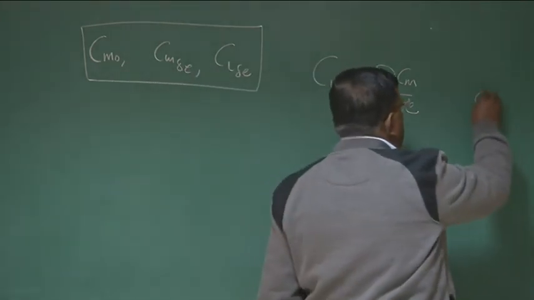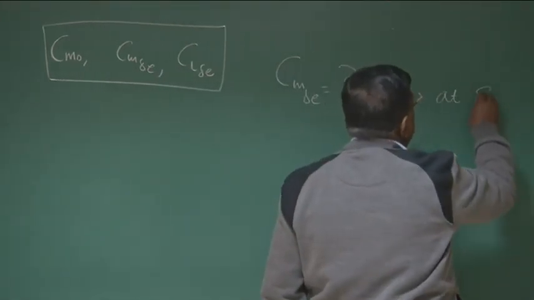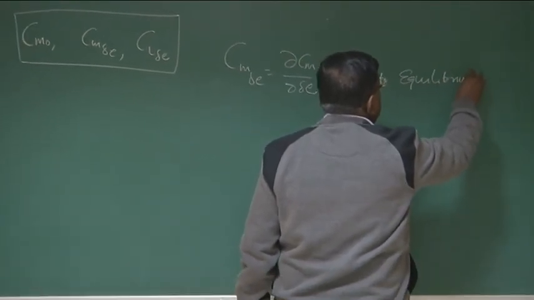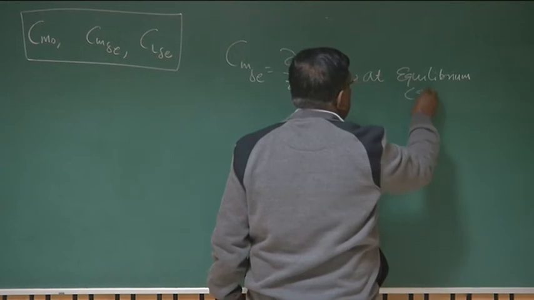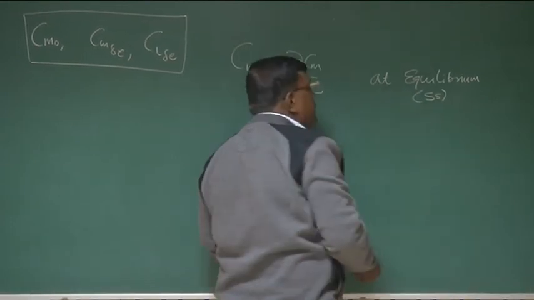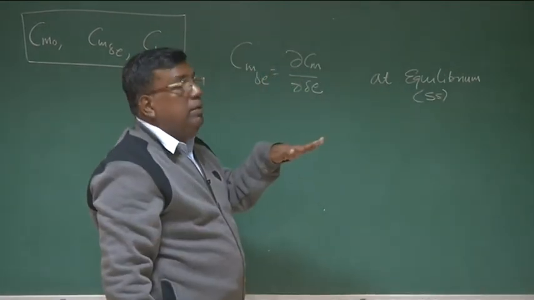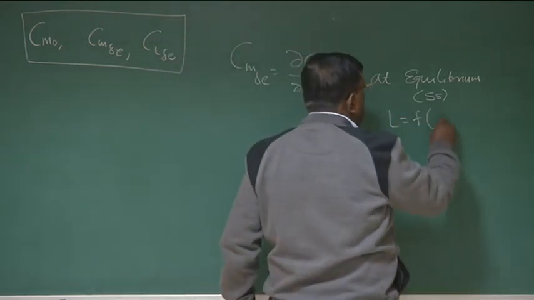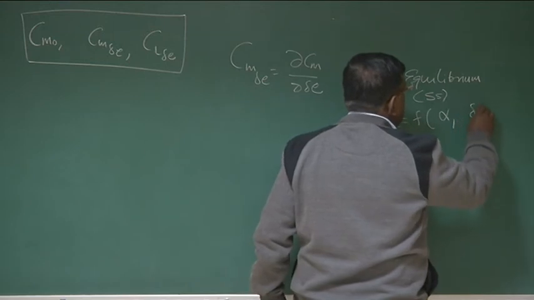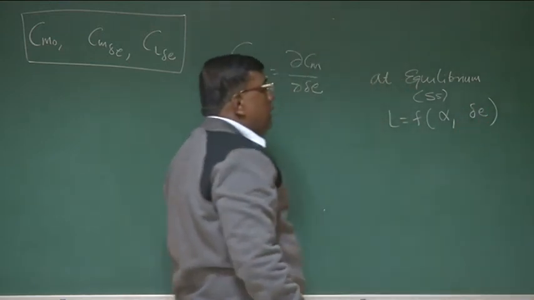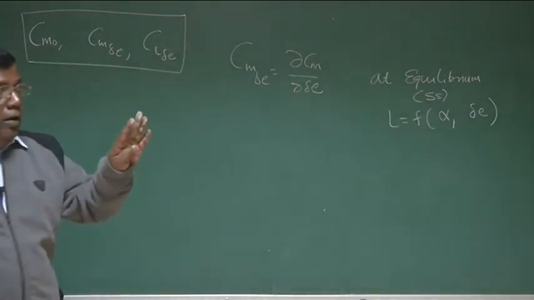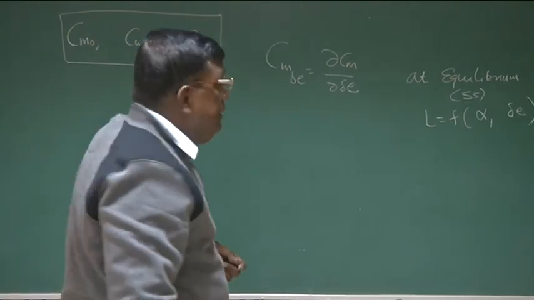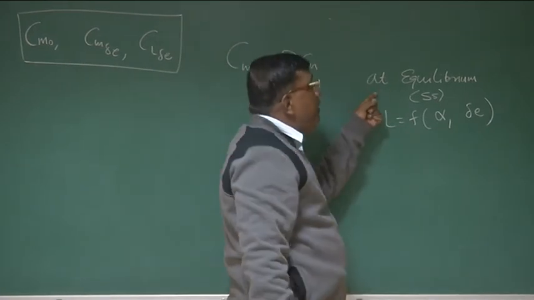You know, at equilibrium, I am talking about steady state. Let's say the airplane is at equilibrium in cruise, right? And you know that lift force will be a function of alpha and delta E, because otherwise lift also will be a function of pitch rate, how the rate of change of angle of attack is changing. But we are considering a case where it's in equilibrium.